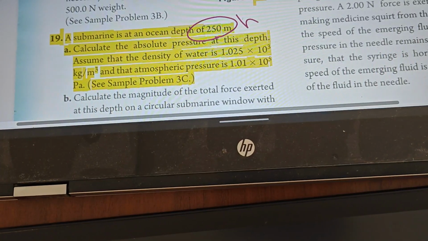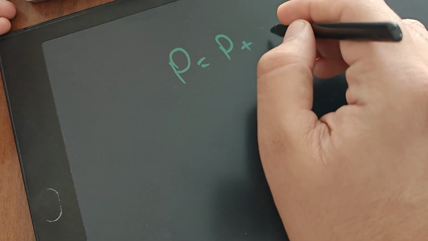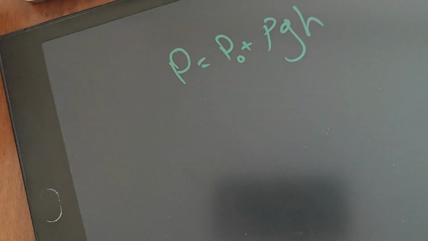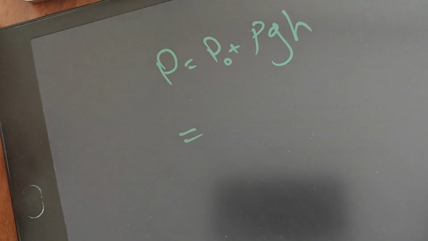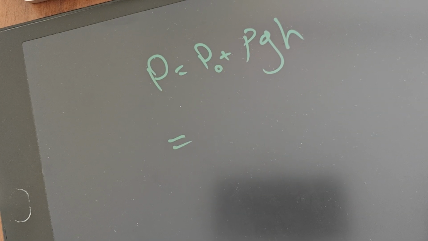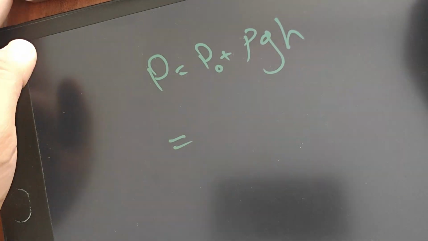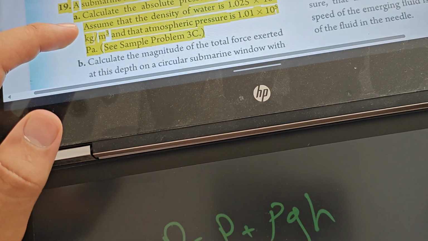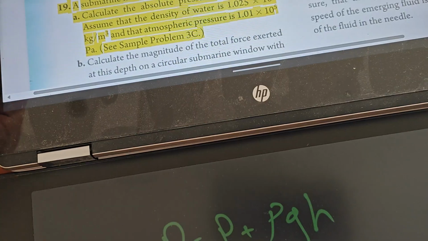Calculate the absolute pressure at this depth. We have studied what absolute pressure is. What was the rule, if you remember? P is equal to P naught plus rho g h. Assume that the density of the water is this number and the atmospheric pressure is given. So you have all of them. Only apply the rule. Easy.